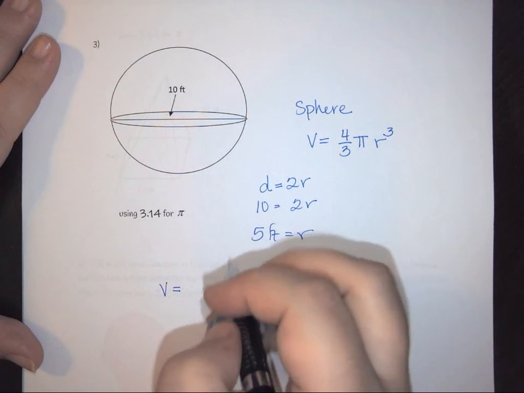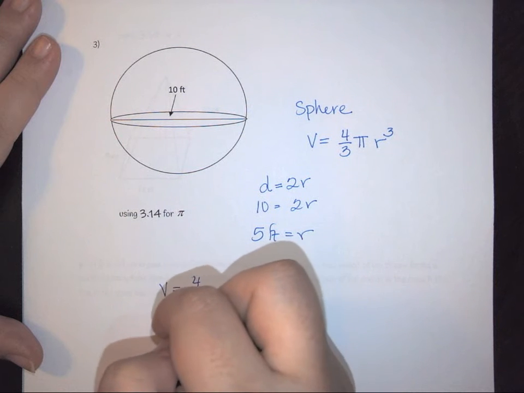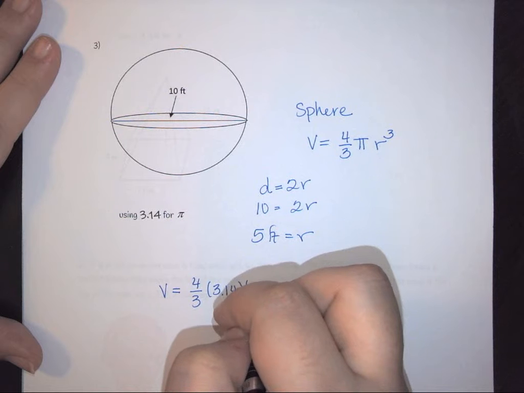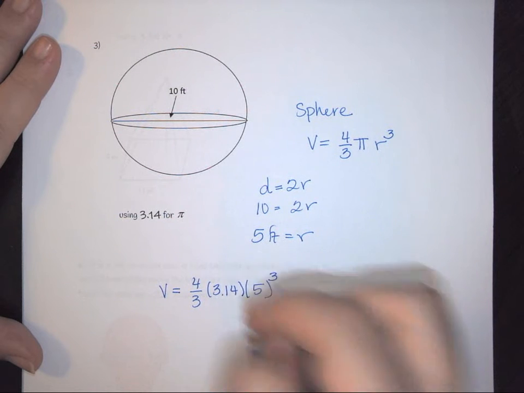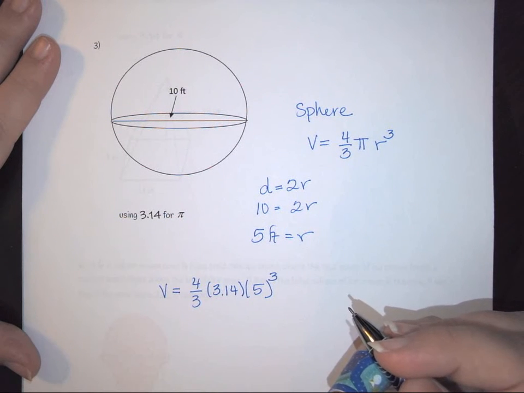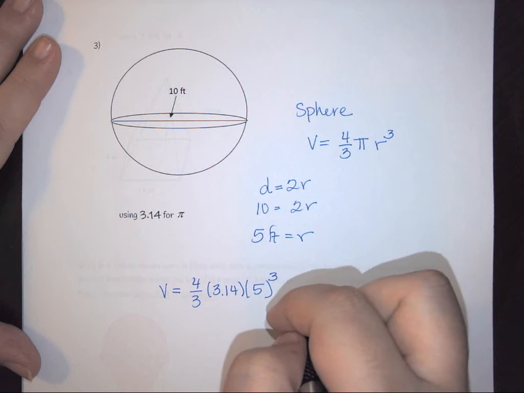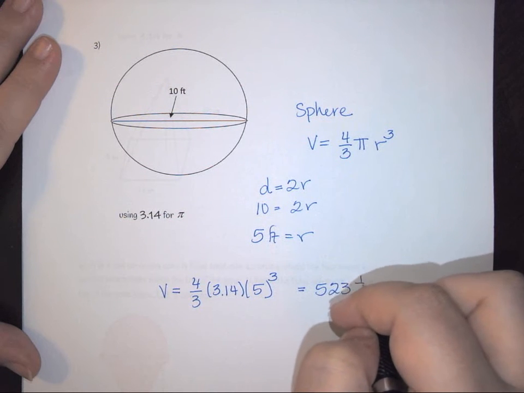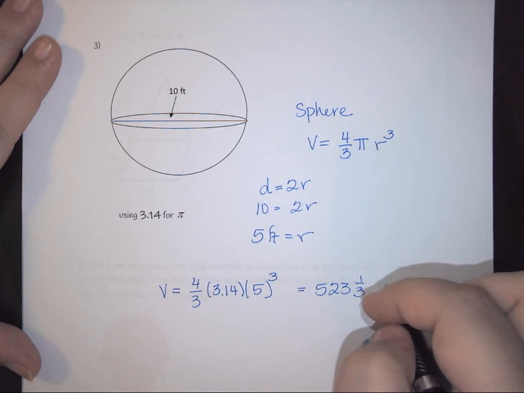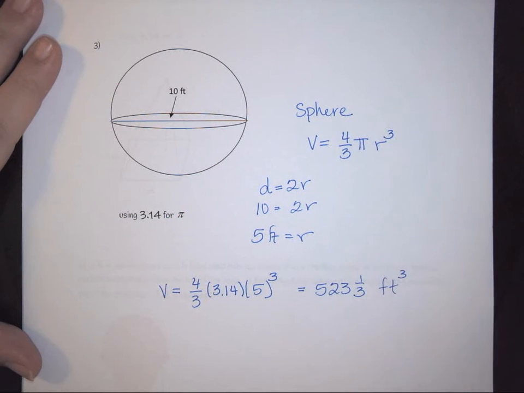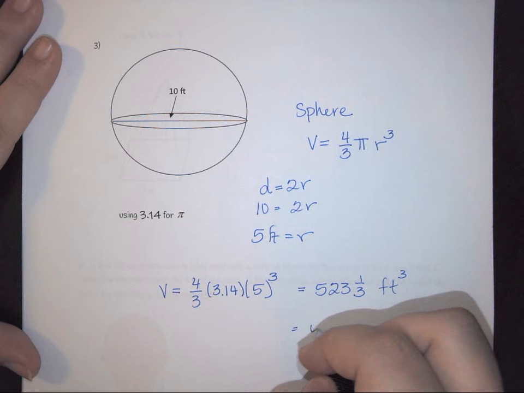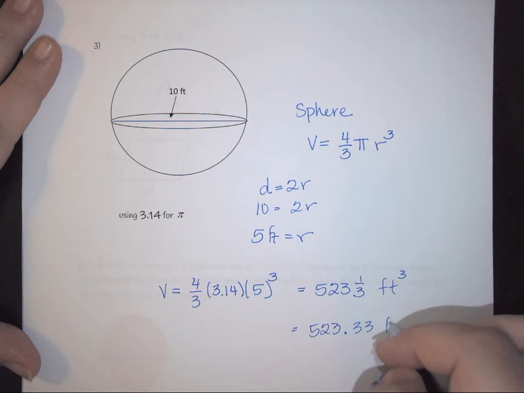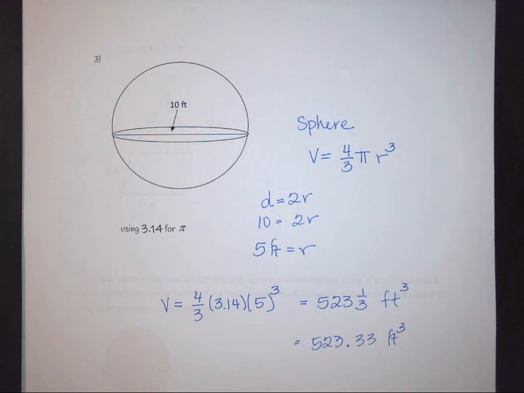So my volume here is going to be 4/3 times pi times my radius cubed. And so in this case, we will end up getting 523 and 1/3 feet cubed. In terms of decimals, it would be 523.33 feet cubed.